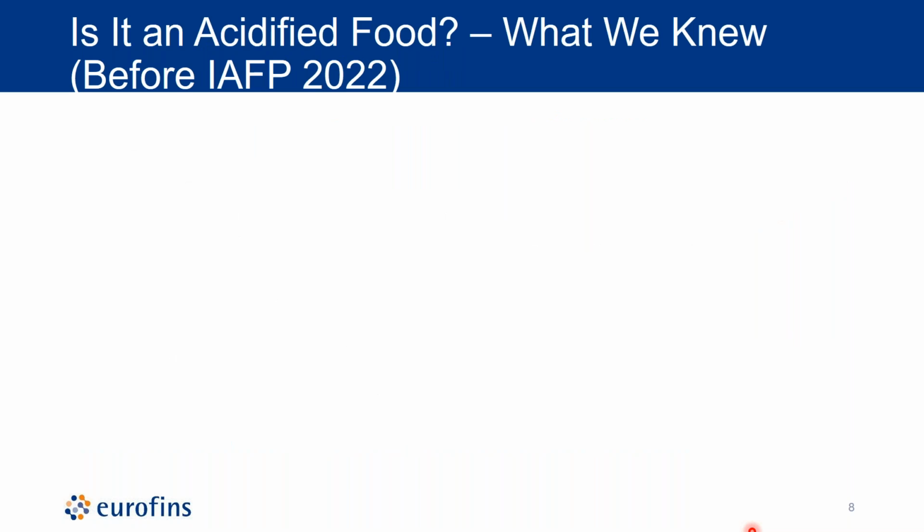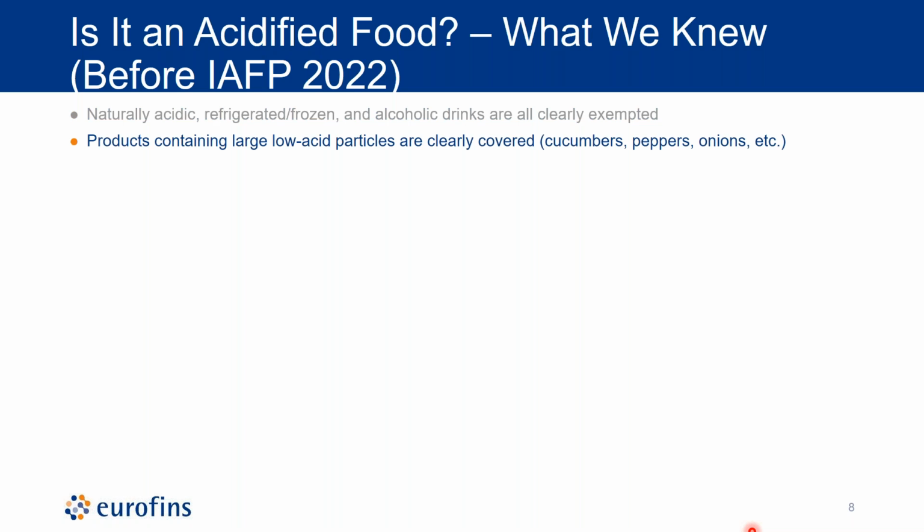So what did we know before the conference, the International Association for Food Protection conference last week, where FDA spoke? We knew that products that were naturally acidic, refrigerated, frozen, alcoholic drinks were clearly exempted from the regulation. We knew that products that contain large low acid particles are clearly covered. These are things like pickles, cucumbers in pickle production, peppers, onions, etc.